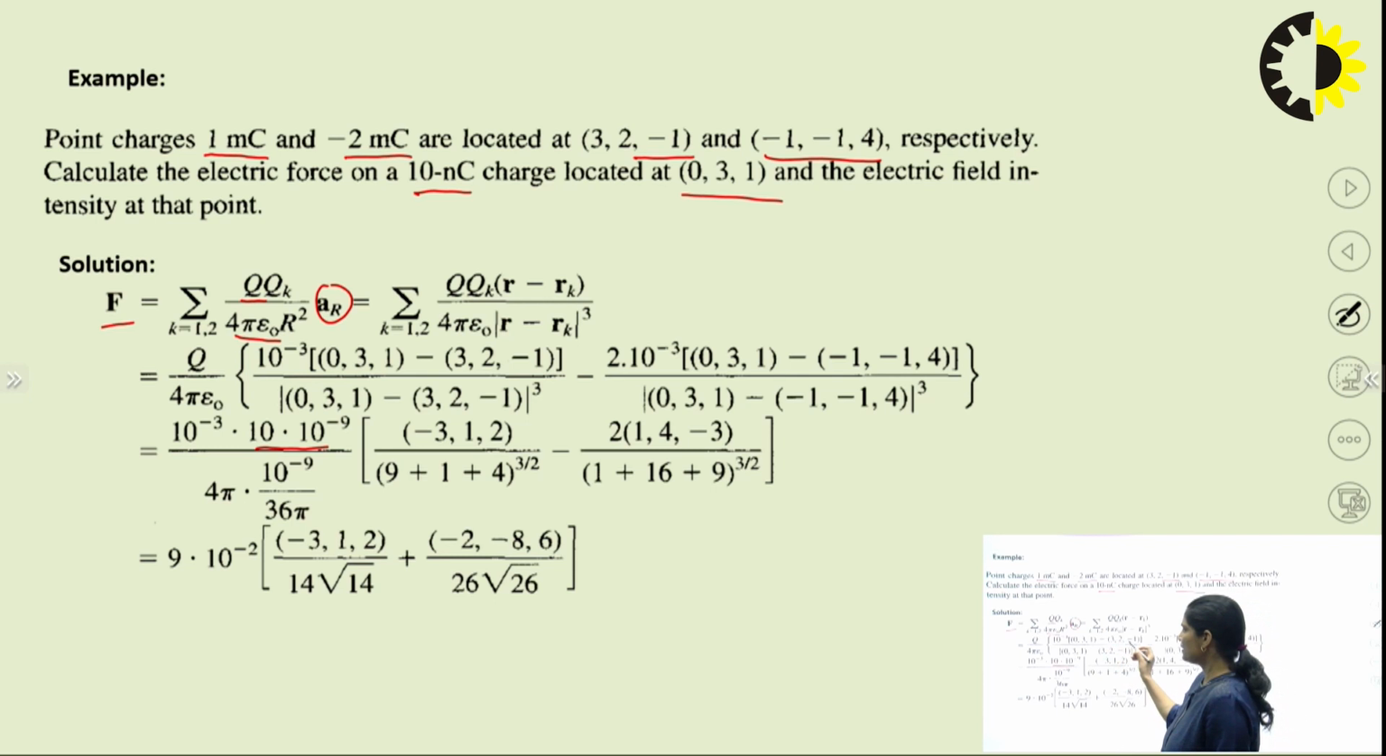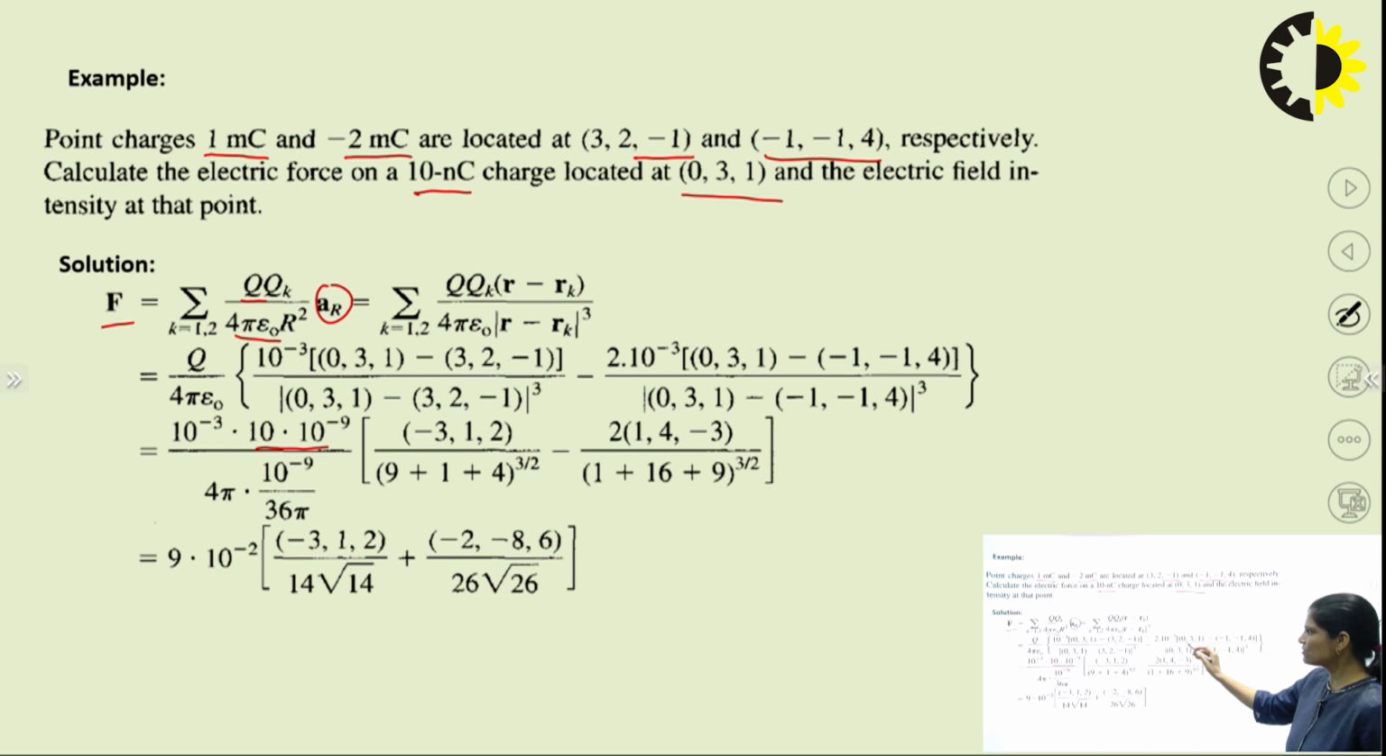Now you can find 0 minus 3, so you will get minus 3. 3 minus 2 you will get 1. 1 minus minus 1, you will get 2. Here also 0 minus 1, you will get minus 1. 3 minus 1, you will get 2. 1 minus 4, you will get minus 3.